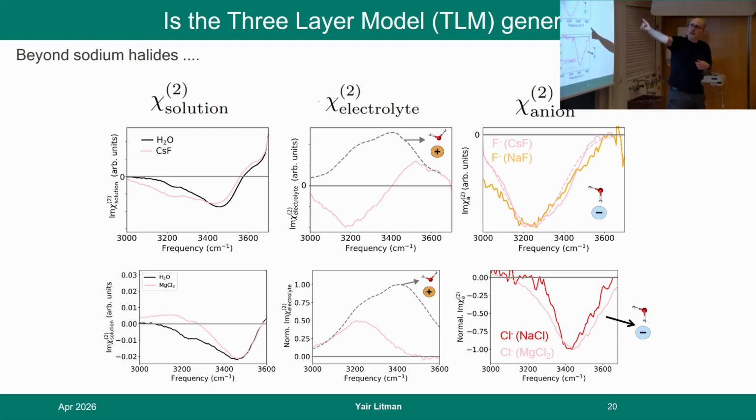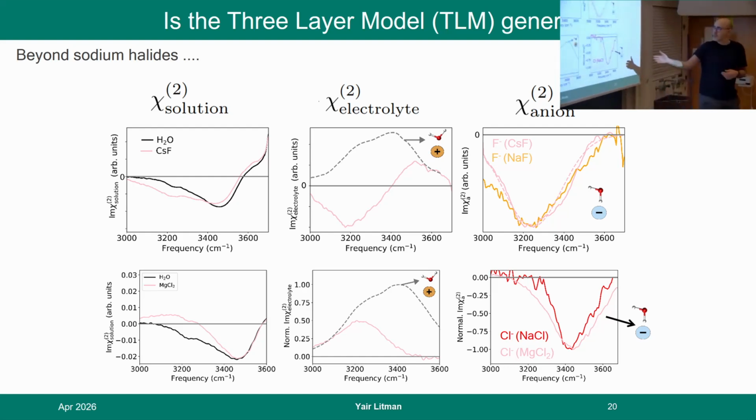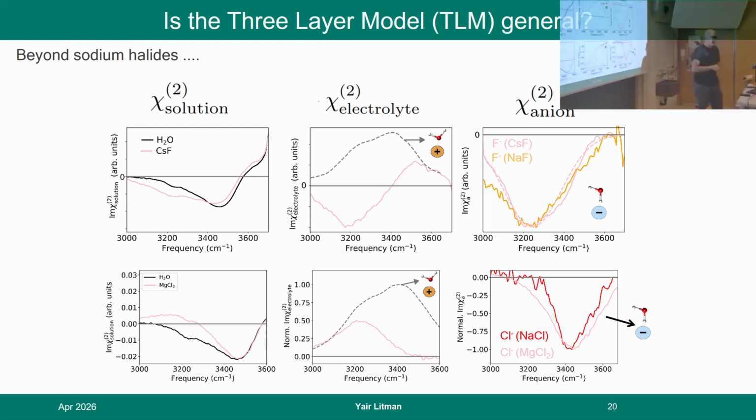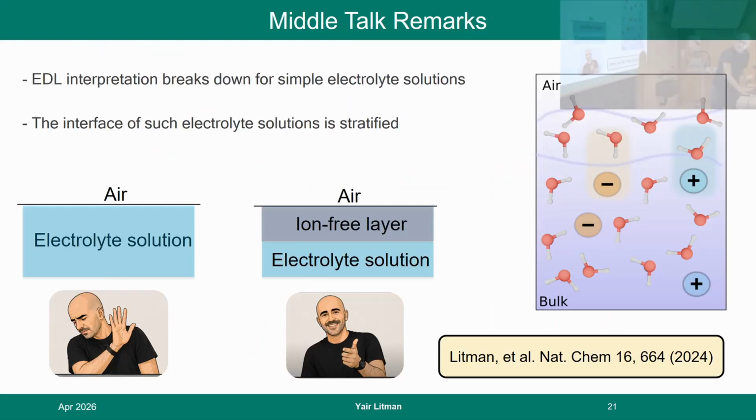Poyan measured other electrolytes with the same anion. So we did the same analysis. And here I show you the anion contribution for cesium chloride and for sodium fluoride. And you see that it's largely similar. And here on the bottom, you see sodium chloride and magnesium chloride, and you see that it's largely similar. So this is really strong evidence that the model is largely appropriate.